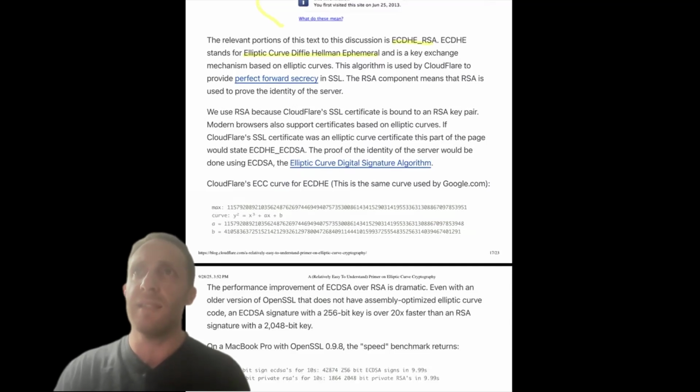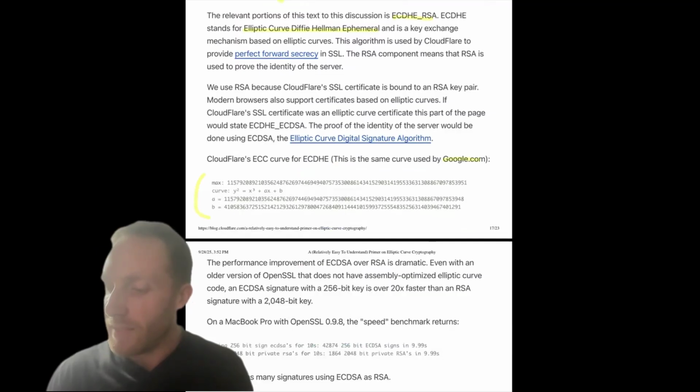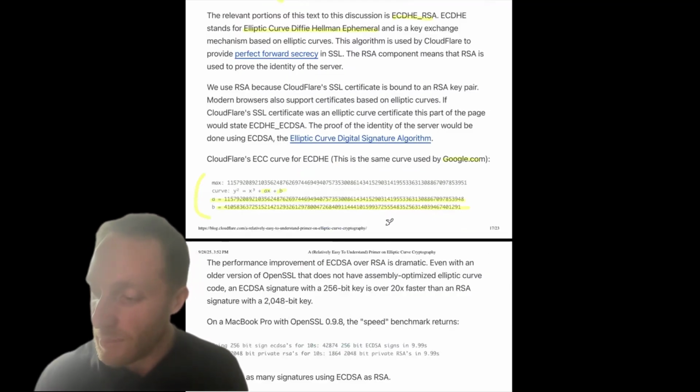And then he shows that Cloudflare's ECC curve is the same curve used by Google. So they all have these crazy properties, depending on the A and B chosen, so these crazy large numbers. So in the blockchain world or crypto, people are definitely used to some curves like SECP. What is this? K1 is a Bitcoin one, and the Ethereum one.